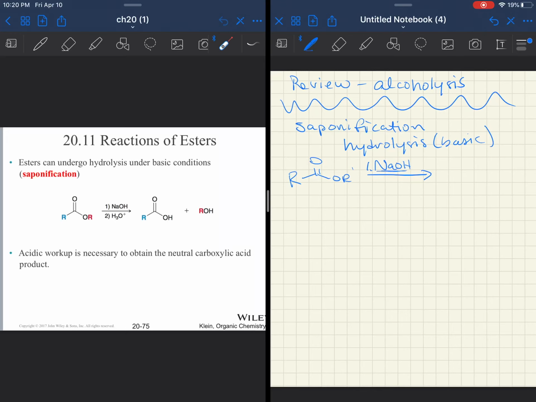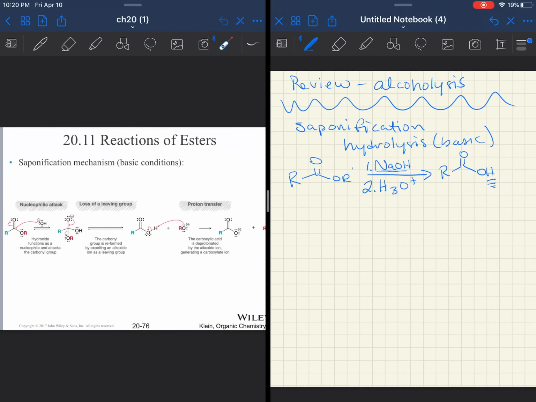This is taking any ester here, and in the first step, you're treating it with sodium hydroxide. That's what's actually going to replace the OR with an OH. But if you are in basic conditions, it will be deprotonated. So this one will have to be worked up with acid. And that is just to make sure that this proton is in place.